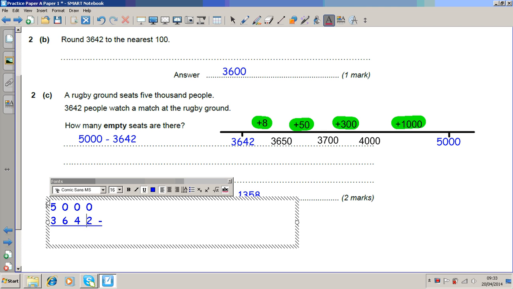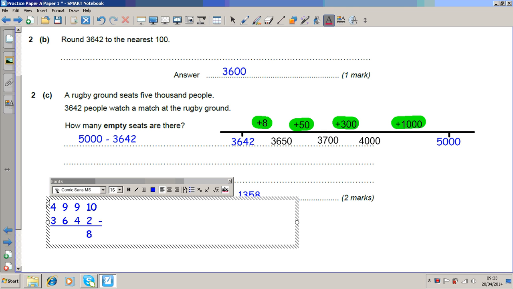Starting from this side, well, 0 minus 2 gives us a negative answer, so we can't do that. So we have to borrow 10 from here, but we can't. Borrow 10 from there, but we can't. So we have to borrow from here. So that lends 10 to that. And then we can reduce that one by 1, and lends 10 to that. And we can reduce that one by 1, and lends 10 to that.